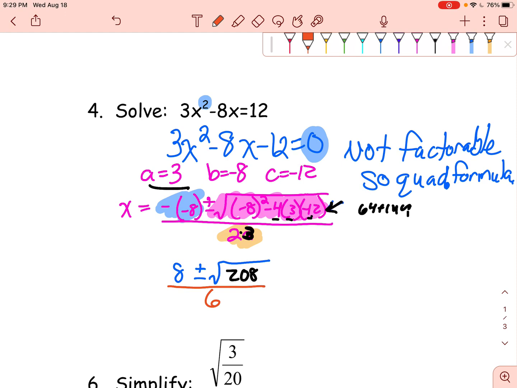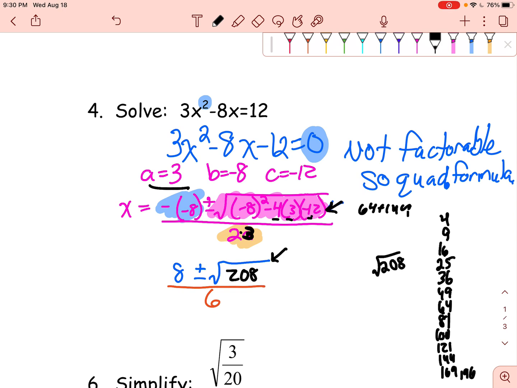So the next thing we want to do is, underneath the radical, take a look and see if we can simplify the square root of 208 down. So you're going to look for your perfect squares inside of 208. What I do is I basically divide each of the perfect squares into 208 to see what goes into it. So let's write our perfect squares: 4, 9, 16, 25, 36, 49, 64, 81, 100, 121, 144, 169, 196, and 225.